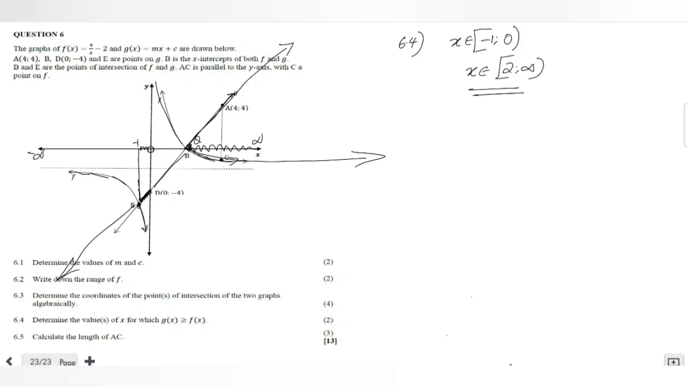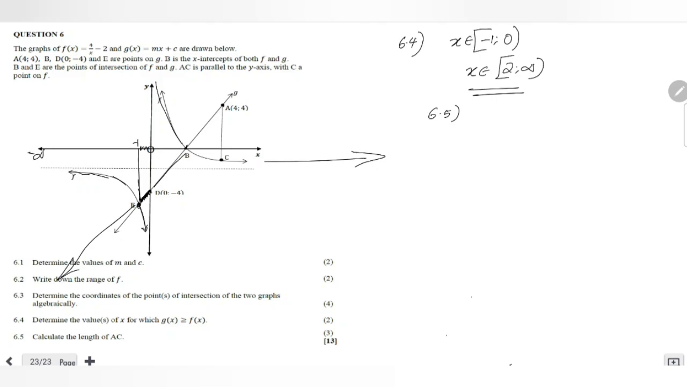Now coming to 6.5. Calculate the length of AC. What is AC? AC is a vertical line, isn't it? And A we know is 4, and C we don't know. If you know the coordinates of C, then you can use the distance formula and you will get it. So somehow you have to find the coordinates of C.